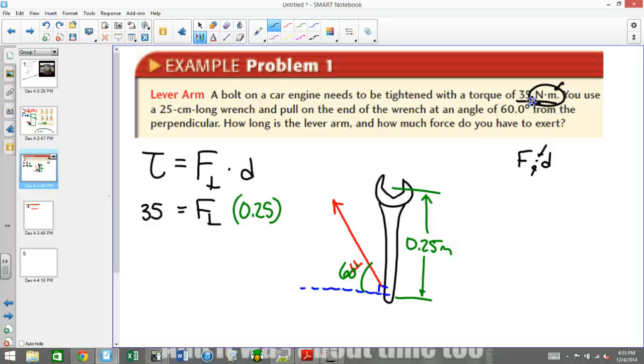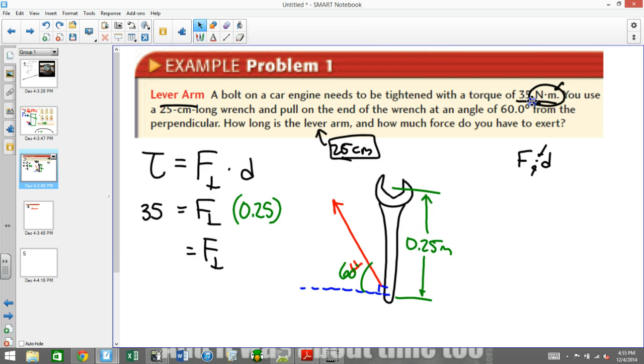Maybe I'm being just crazy, but I think it's 25 centimeters long. That's really ridiculous. I don't know why they'd ask you that. And how much force do you have to exert? That seems like a more logical thing. So I know that the force perpendicular is 35 divided by 0.25, which is basically 35 times 4. 35 times 2 is 70, and 70 times 2 is 140. So 140 newtons. So that's what this component is right here, the perpendicular component of that.